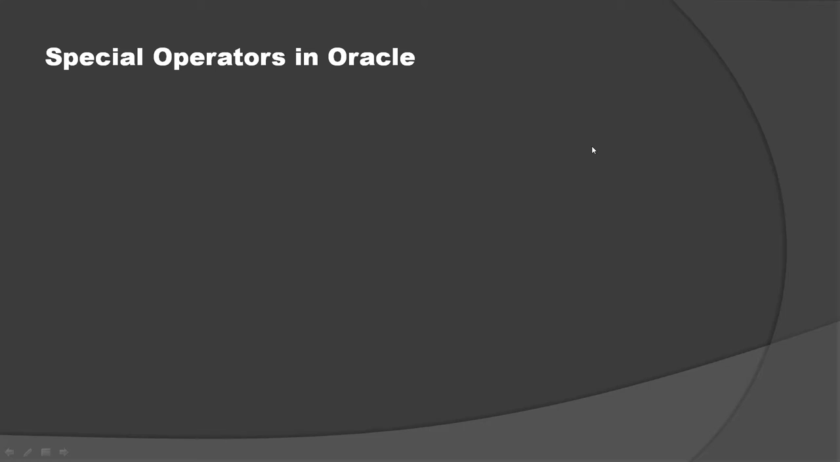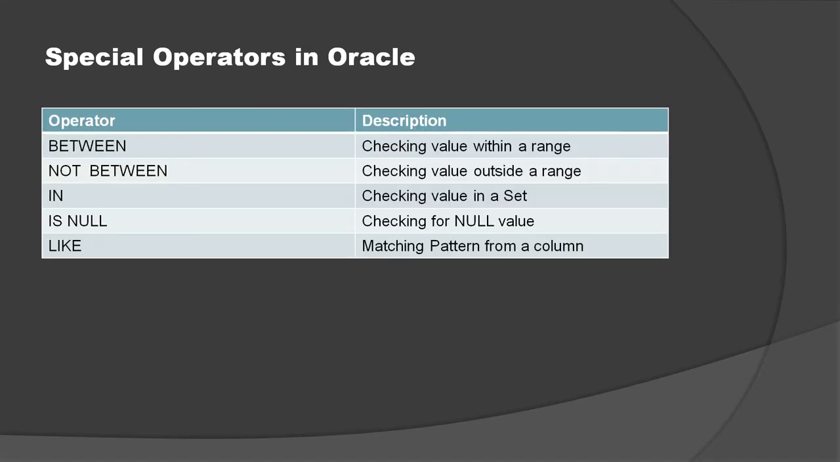Java tutorials. In this video tutorial, we are going to talk about special operators in Oracle, and these are the special operators in Oracle we have. So when we talk about special operators, they are used to specify the special conditions. For example, here you can see between and not between.